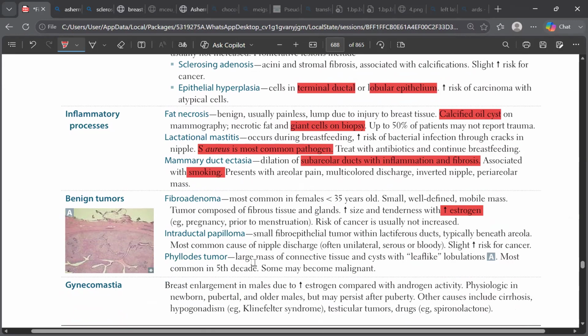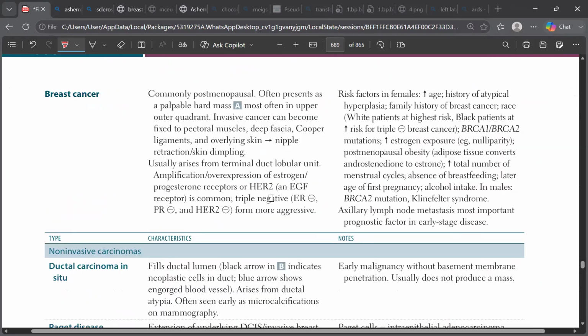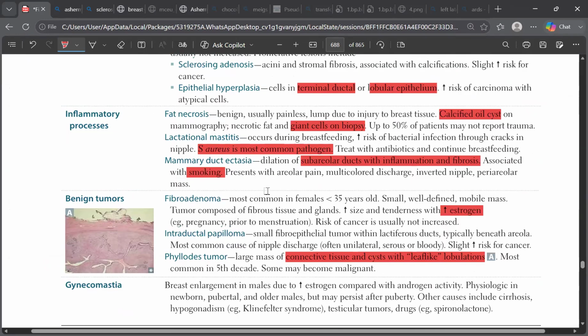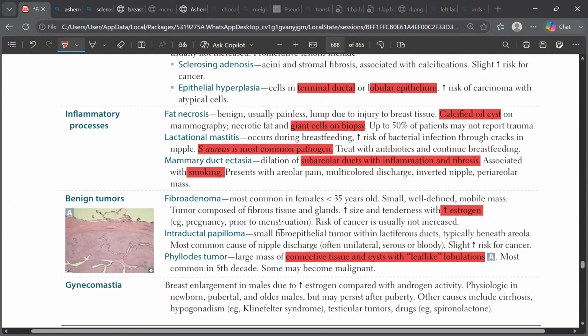Phylloides tumor is a large mass of connective tissue and cyst with leaf-like lobulations. Leaf-like is important. It is most common in 5th decade, okay, and some may become malignant. So it says A. I think A is right here, yeah. So it is a large mass of connective tissue and cyst with leaf-like lobulations, and it is going to be important in 5th decade. So these are all benign cases.